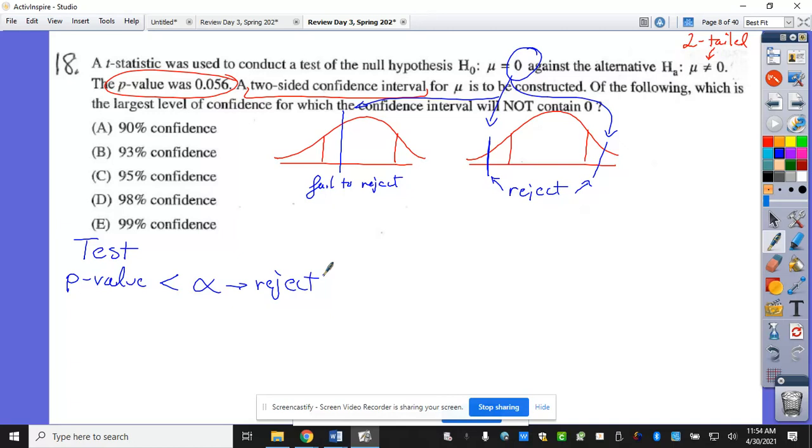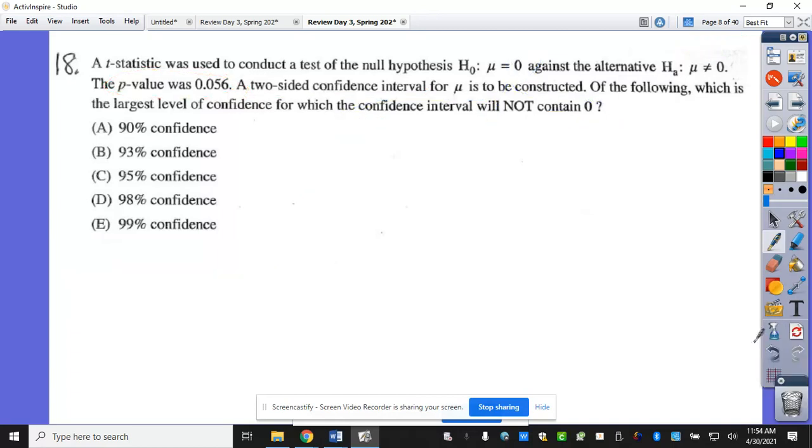Of the following, which is the largest confidence interval of which the confidence interval will not contain 0. So left or right one here, which is the one that will not contain 0. Right. The right one. So that means reject. What does reject mean? Reject means that our p-value is less than alpha. Everybody with me there? Okay. If our confidence interval is 90, what is alpha? It's 0.1. Because how much is left? What is our alpha here?